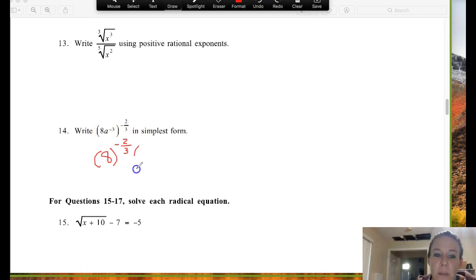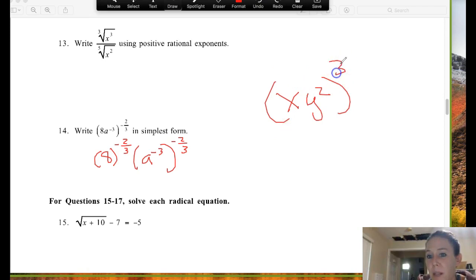And this is also going to be a to the negative 3, and I'm going to take that to the negative 2/3 power. Okay, this distributes. This would be the same if I had like x, y squared, and I was cubing it. I would cube the x and I would cube the y squared. This would be x cubed, y squared cubed.